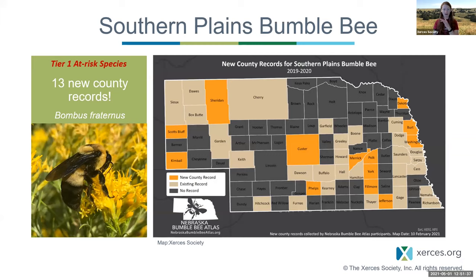So just because there were Atlas volunteers out on the ground looking for bees, they observed this in 13 new counties that it has never been seen before in Nebraska. And that just goes to show that sometimes it is a lack of data. When more people are out looking for bees and documenting them, it grows our understanding of them.